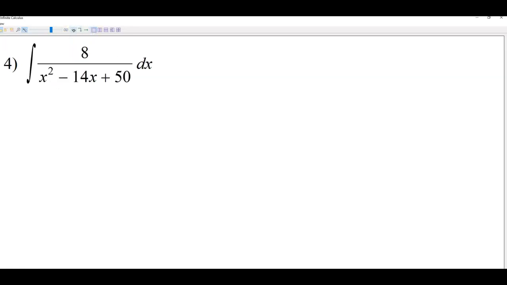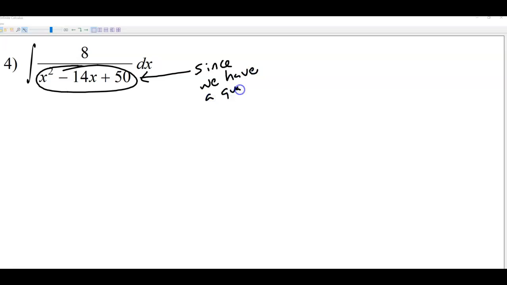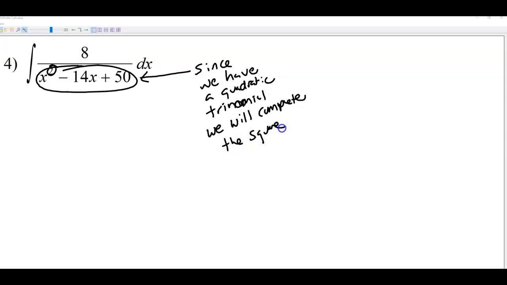Okay, so for this one, since we have a quadratic, that means the highest power is a 2. A quadratic trinomial, that means there's 3 terms. We will complete the square. So that's the strategy for that one.